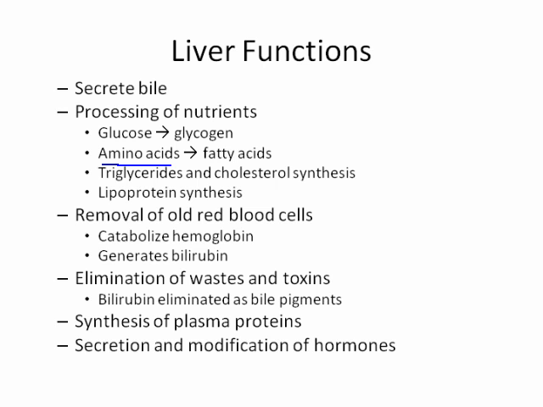The liver also converts amino acids into fatty acids, which again serve as a storage form of energy, in this case, of some protein as well as lipids. Triglycerides and cholesterol are synthesized by the liver from these fatty acids. The liver is also involved in lipoprotein synthesis. The liver also removes old red blood cells from the circulation, so it breaks down hemoglobin and from that generates bilirubin. And it is also involved in elimination of waste and toxins. Bilirubin, for example, is eliminated as bile pigments. Also, the liver synthesizes plasma proteins, various globulins that we've talked about, and is involved in secretion and modification of various hormones.